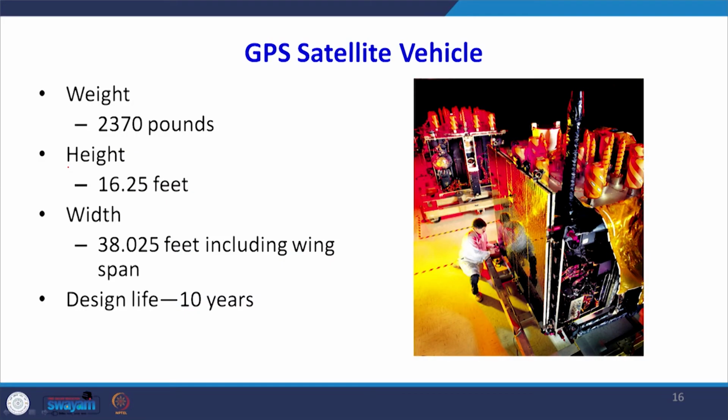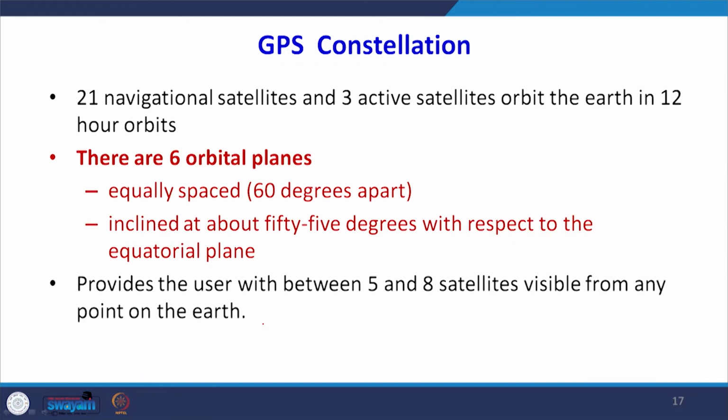This is how the GPS satellites would look. You can see in the right image, approximately the weight is given as 2370 pounds, height 16.25 feet, width 38.025 feet, and design life is 10 years. This is the representative figure of the GPS satellite launch vehicle.